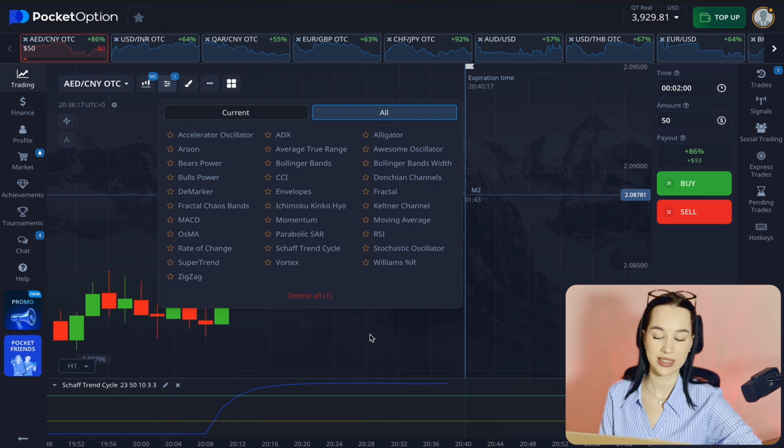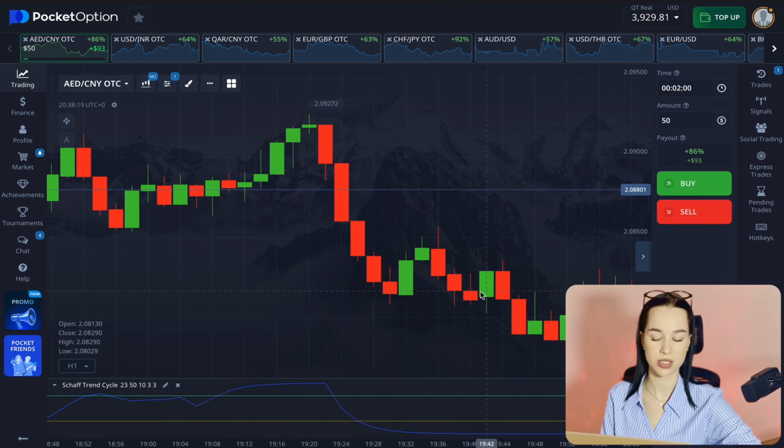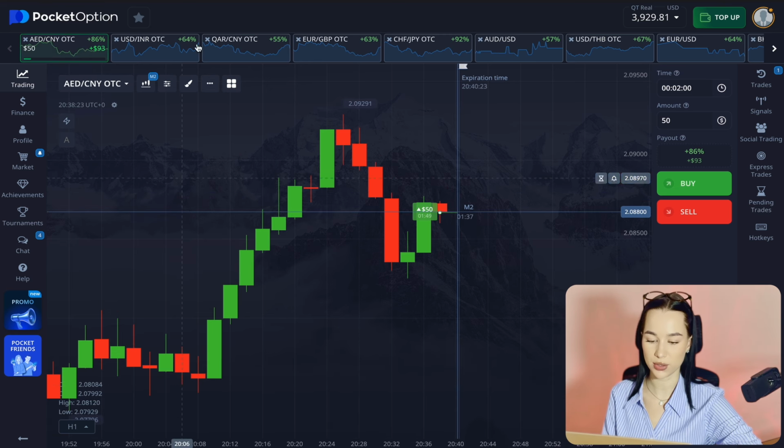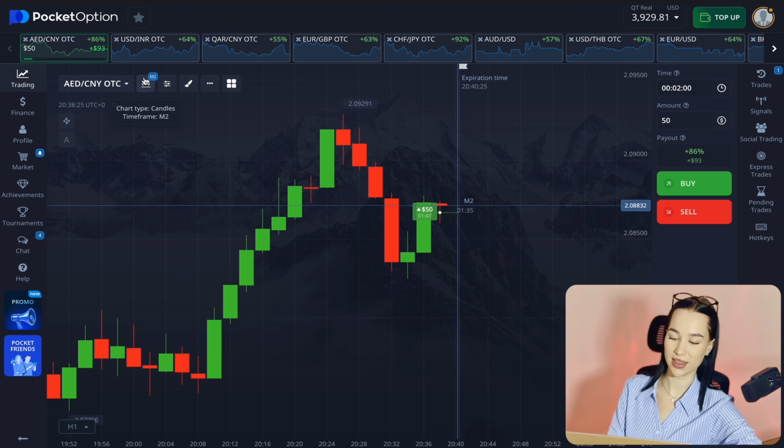Schaff Trend Cycle, the same thing. I don't recommend using it. It's better to use RSI or Stochastic. It's not your thing. I don't even want to explain why, but I think you can see it.